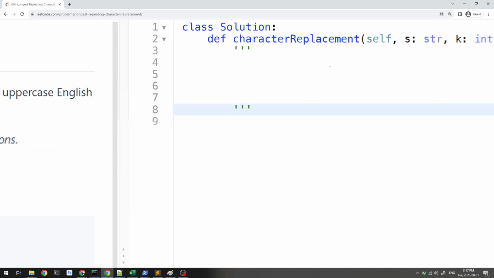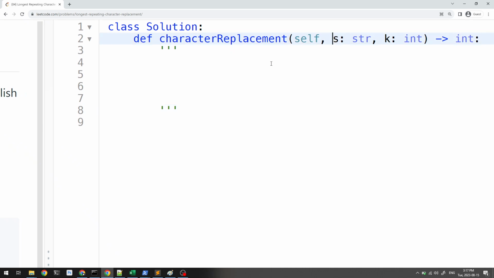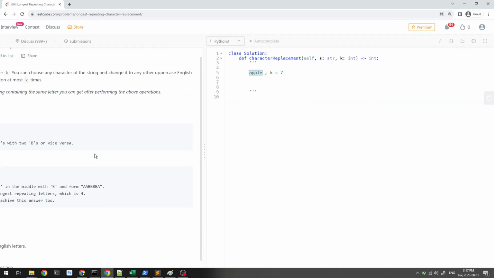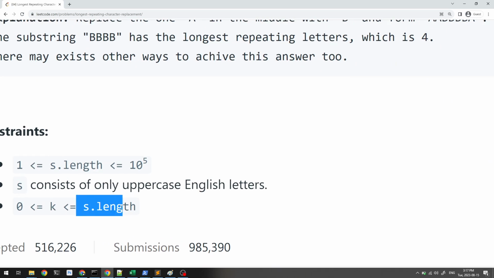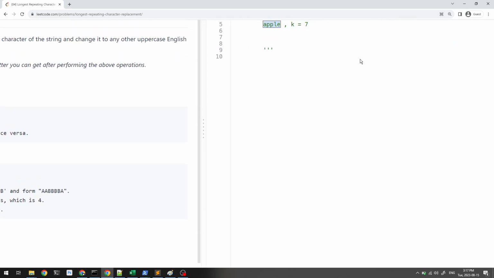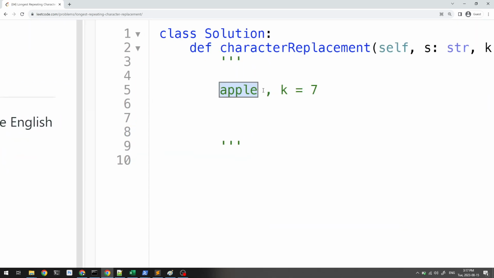Well, first of all, let's say we have s and k. So maybe we have something like apple, and then k is equal to something like 7. If this is the case, then what can we do? Well, we know right off the bat, if k is greater than the length of s, then the maximum number of replacements you can do is the entire string itself. I don't think we'll run into that example, but just to illustrate a point here, if our k is greater than the length of the string, then the maximum number of replacements we can do is just the length of the string itself.